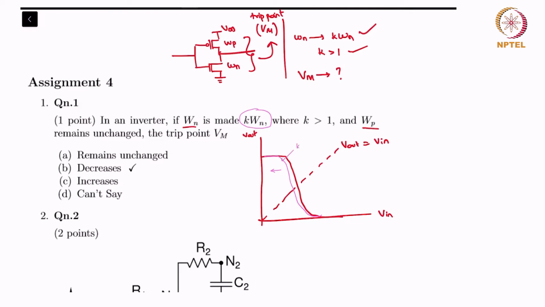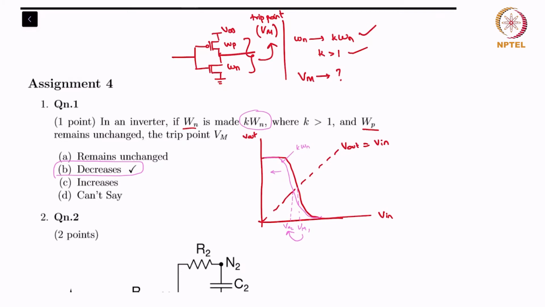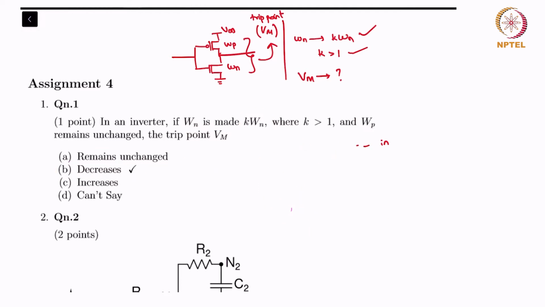This is for kWn. If this is Vm1, then this will be Vm2. And so therefore you can say that it decreases. The idea is that every voltage will now be lesser than, or strictly non-increasing as compared to, before. Vm2 is less than Vm1. So yeah, now we'll go to question number 2.